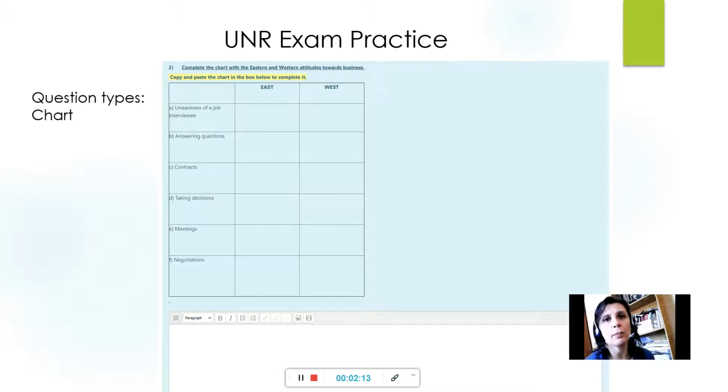If you can't copy the chart for any reason, please pay attention to the format, because the information has to be clear. So you see you have A and then the 2 categories, East and West. Please be as clear, as neat as possible, so that it's easier to correct.